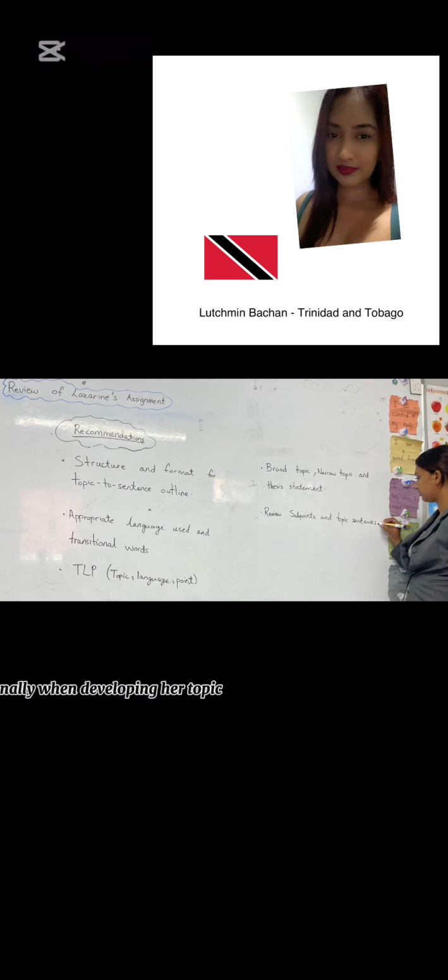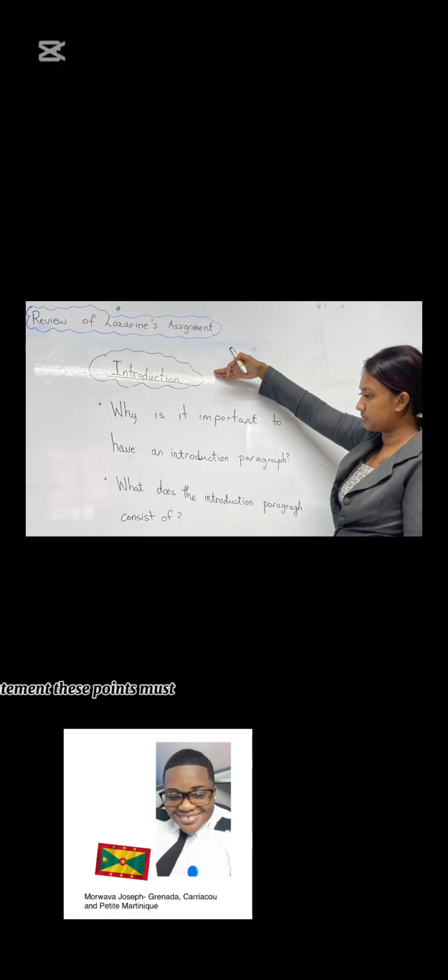Additionally, when developing her topic to sentence, Lazarine should ensure that she uses appropriate transitional words such as first, second, and final. She also needs to apply the TLP in each sentence, that is clearly stating the topic, using suitable language and making a specific point from the TCS statement. These points must be stated as your subpoints. So overall, with a few adjustments in structure, alignment to the given topic, and organization of ideas, Lazarine's work can be significantly improved.